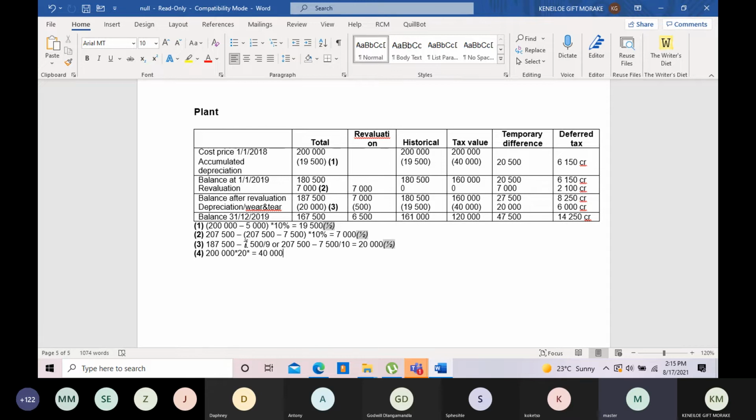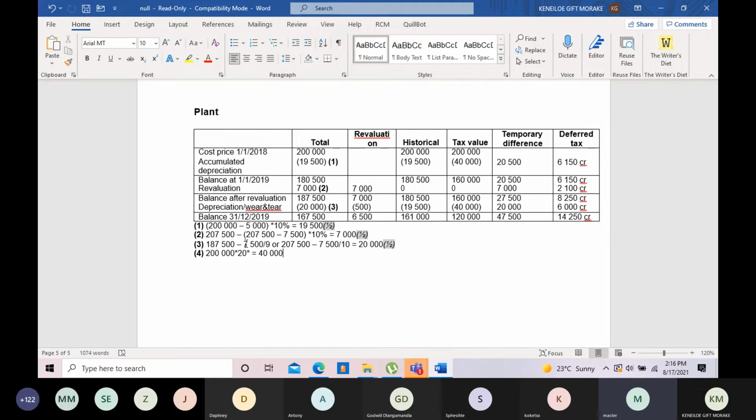So here, what we need is to get the depreciation of the gross replacement value. Let me start like that. How do we get that one now? You must do that separately: 207,500 minus 7,500. You get how much?